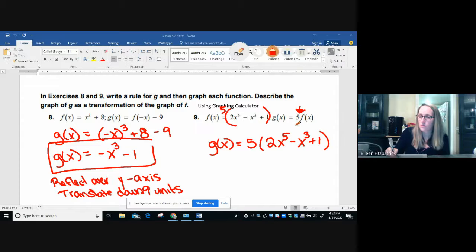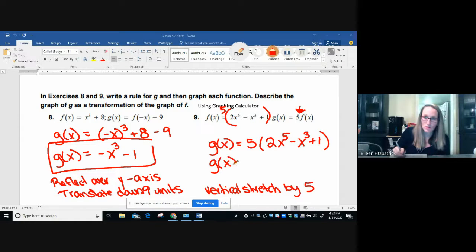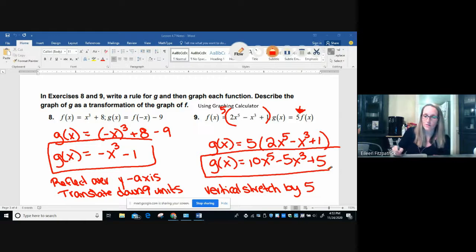Is it a vertical stretch, shrink, horizontal stretch, or shrink? That is a vertical stretch by a factor of 5. All right, I'm going to distribute that 5 in now that I know what to do and I've talked about the transformation. So it's 10x to the 5th minus 5x cubed plus 5. So there's your g of x function, and here's my description. And then you could use your graphing calculator to graph the f of x and now the g of x.